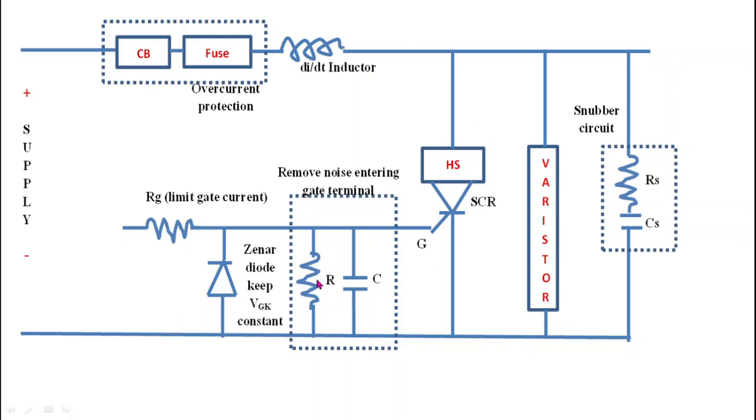And this RC circuit in parallel with this gate cathode circuit is used to remove the noise entering the gate terminal. As I already told you, this Zener diode keeps the gate cathode voltage constant and protects gate cathode circuit from overvoltage. This resistance RG limits the gate current of this gate cathode circuit. So this is the complete protection scheme of SCR.